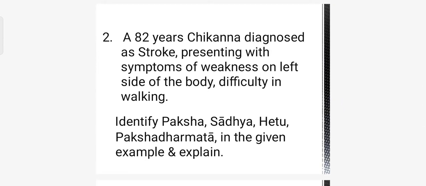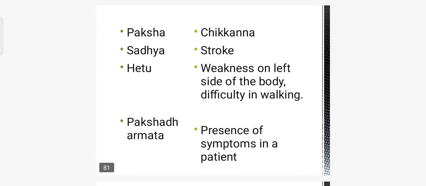So moving on to the next: a patient aged 32 years, Chikkana, diagnosed with stroke, presenting with weakness of the left side of the body and difficulty in talking. Same Panchavaya Vakyas. So the Paksha is Chikkana, Sadhya is the stroke because it's an already diagnosed disease, and Hetu is the weakness of the left side of the body and difficulty in walking.